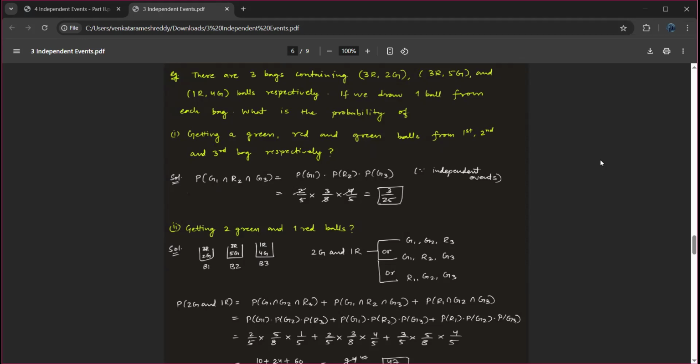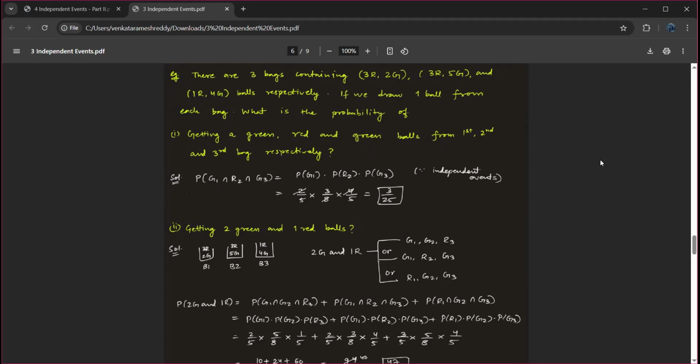Next, probability of getting a green ball from the third bag. In the third bag, how many total balls are there? 5 balls. From that, how many green balls are there? Four green balls. So that's why 4 by 5. So 2 by 5 into 3 by 8 into 4 by 5 equals 3 by 25.